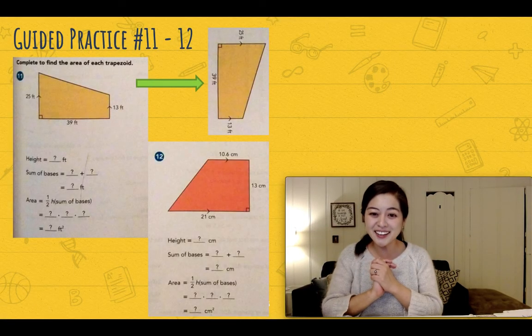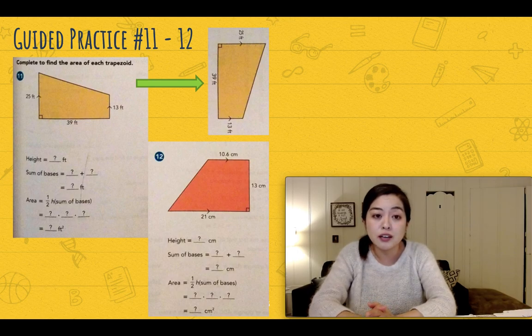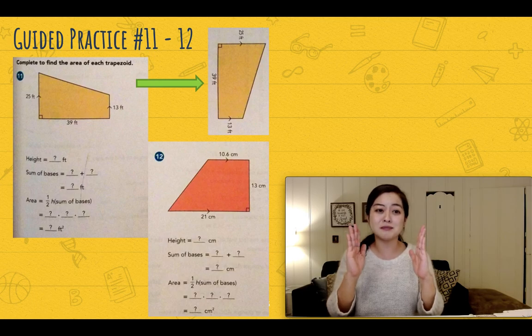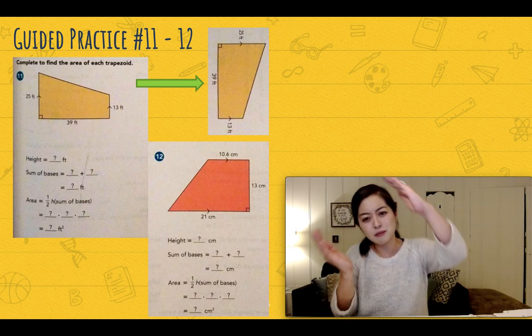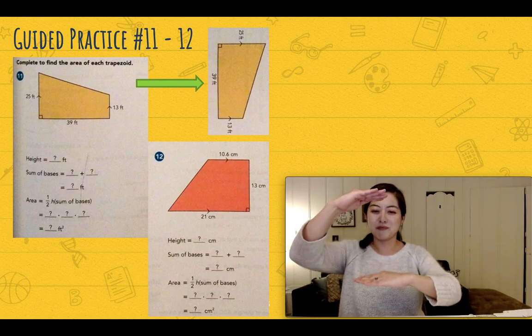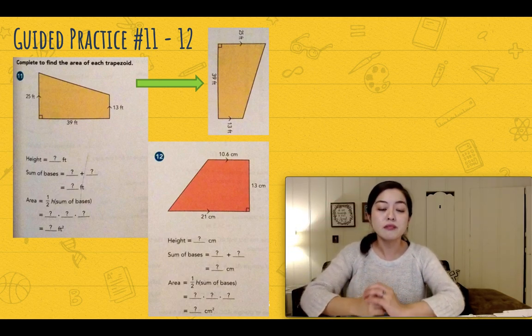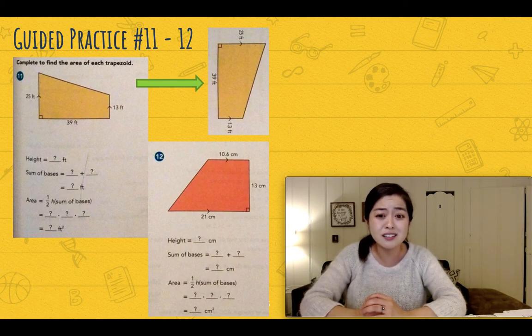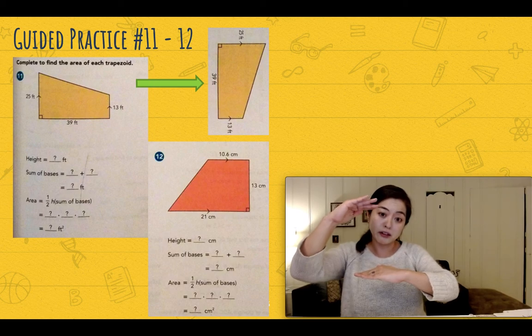Hey, you're done already? Okay, so for number 11, what I immediately noticed was that the parallel sides of my trapezoid are not parallel to the ground. So I manipulated the image so that the bases of that trapezoid are parallel to the ground. For number 12, I didn't have to manipulate that image for the bases to be parallel to the ground.